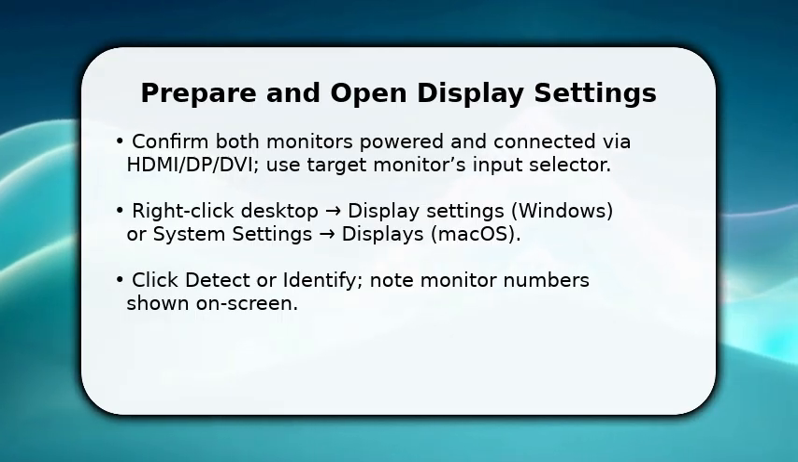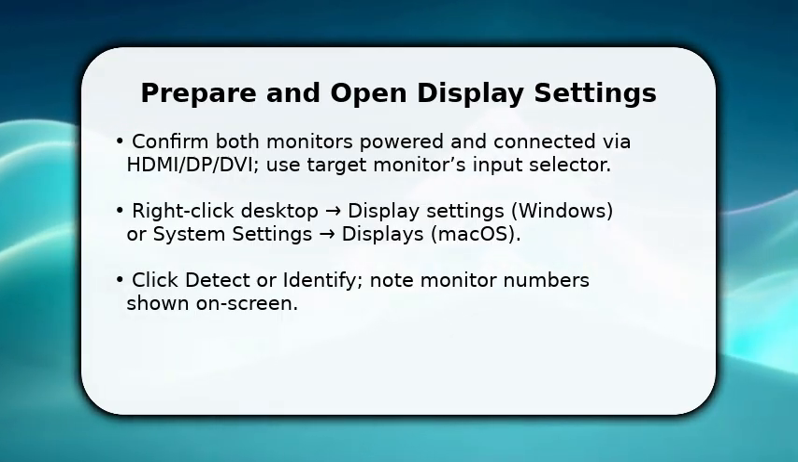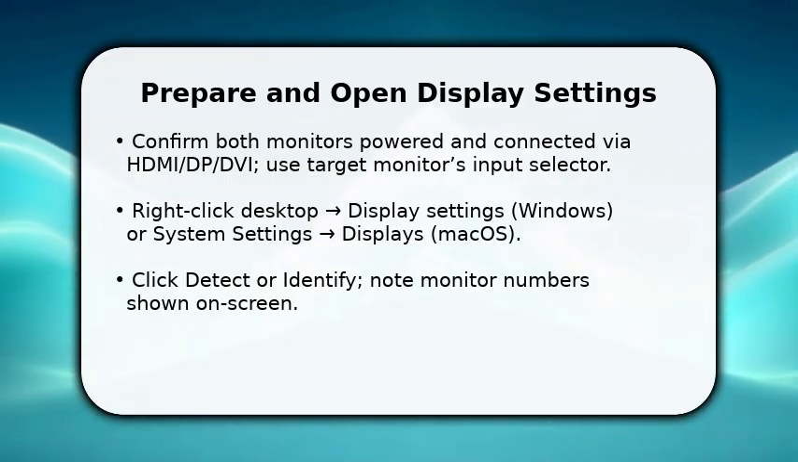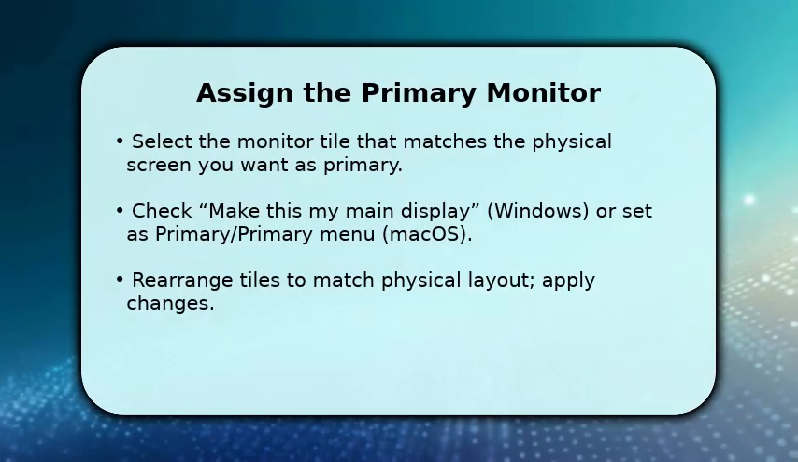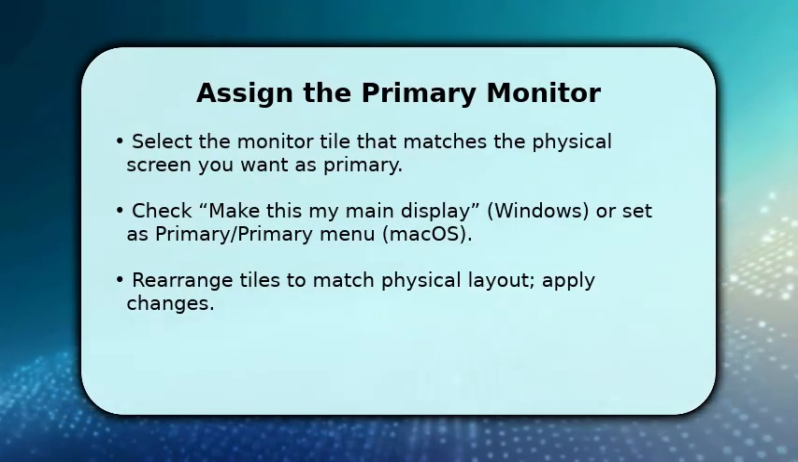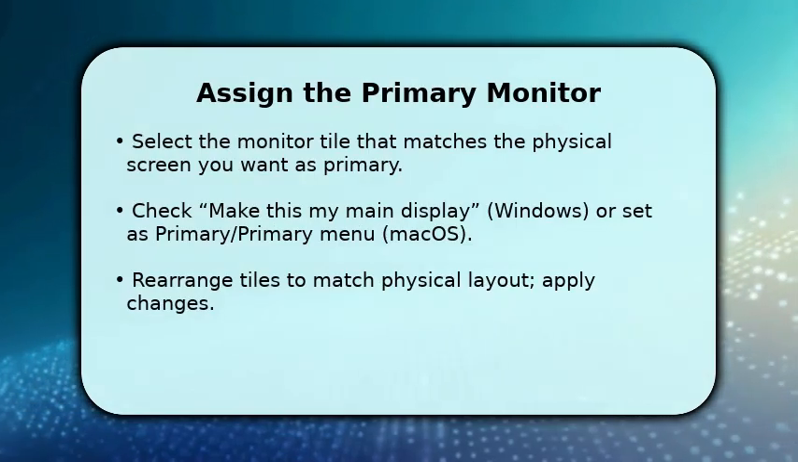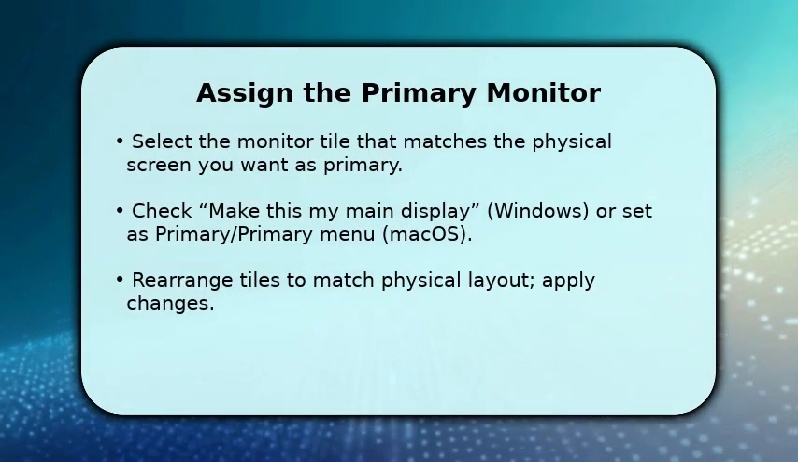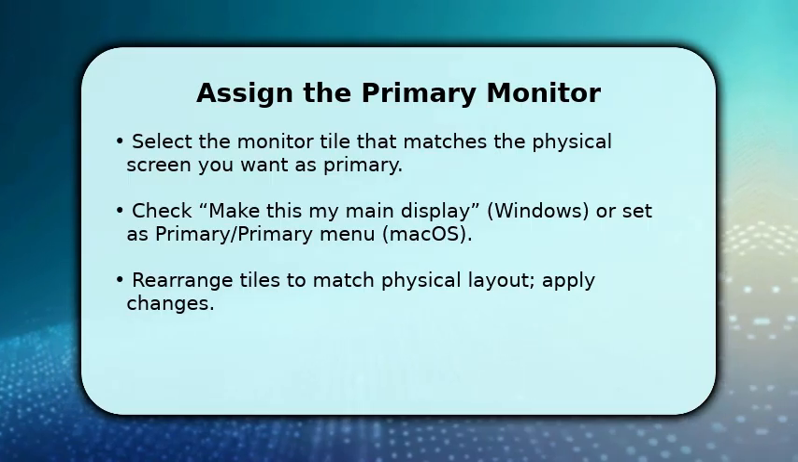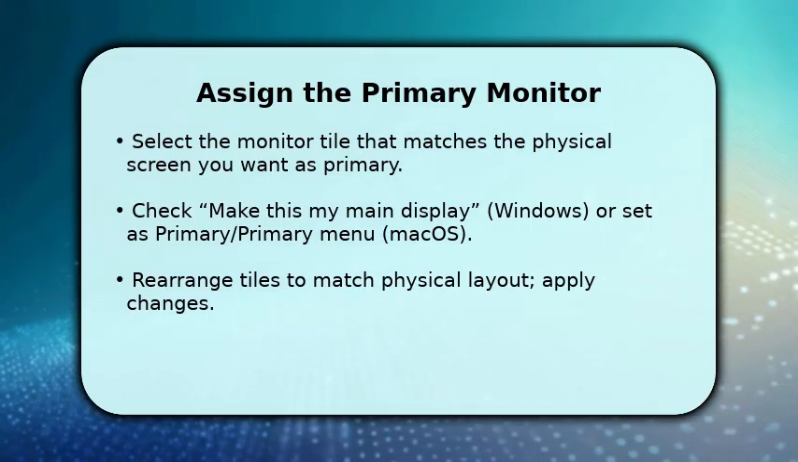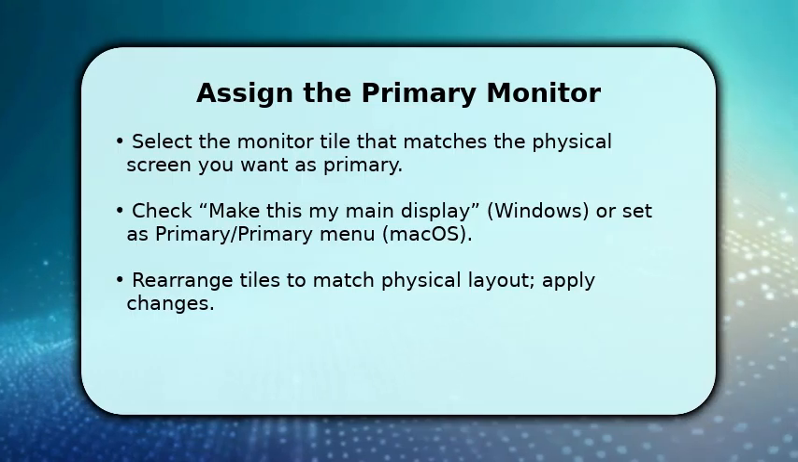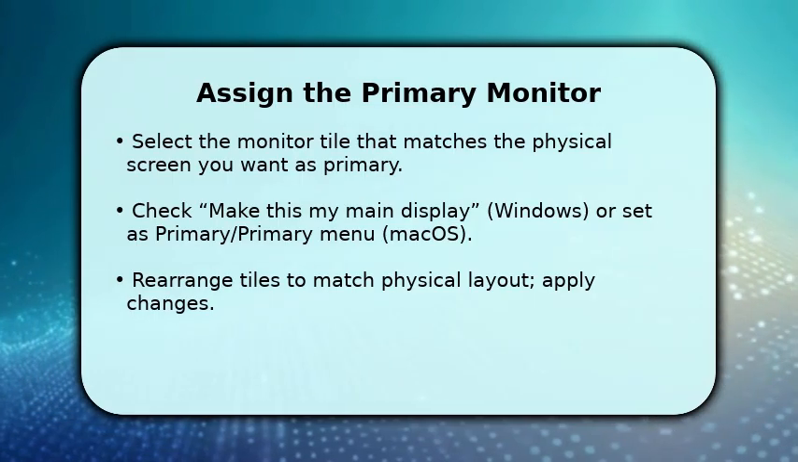Now that you have numbers, reposition windows to confirm which physical monitor corresponds to each number before changing primary display settings. Select the tile for the monitor you want as primary, because the system uses that selection to assign the taskbar and menu bar. On Windows, check Make this my main display. On macOS, drag the white menu bar to the chosen monitor.